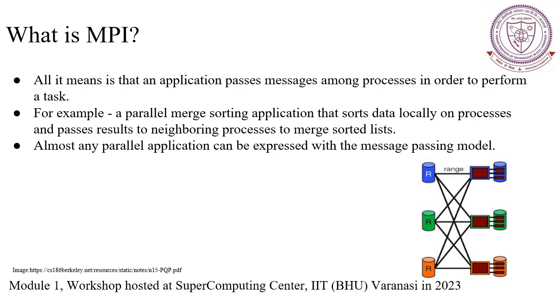What is MPI? MPI is the message passing model for parallel computing. In the message passing model, parallel programs are written as a collection of processes that communicate with each other by sending and receiving messages. All it means is that an application passes messages among processes in order to perform a task. For example, a parallel merge sorting application might sort data locally on each process and then pass the result to a neighboring process to merge the sorted lists.